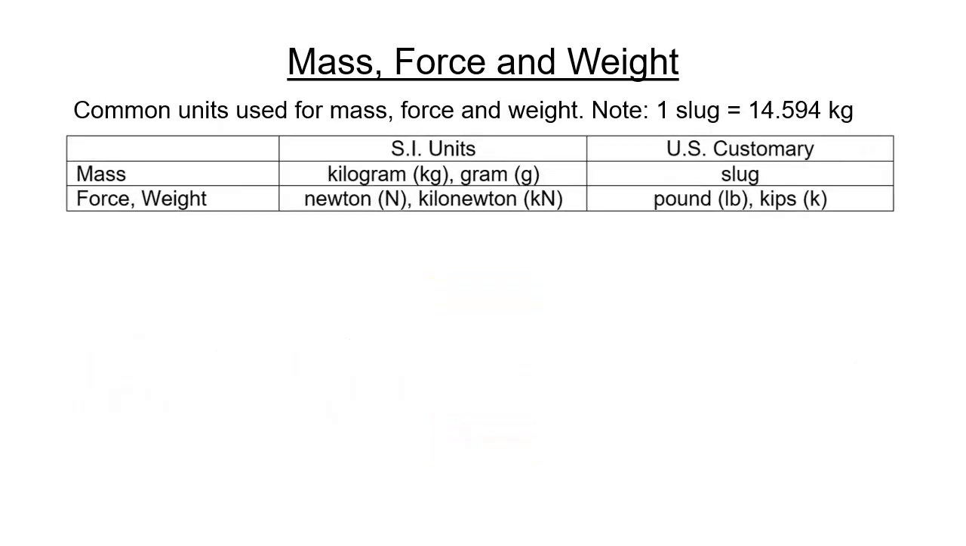The table shows the common units used for mass, force, and weight. For mass, the most common units are kilogram and gram for SI units, and slug for US customary. For both force and weight, the most common units are newton and kilonewton for SI units. Pounds and kips for US customary are also used.